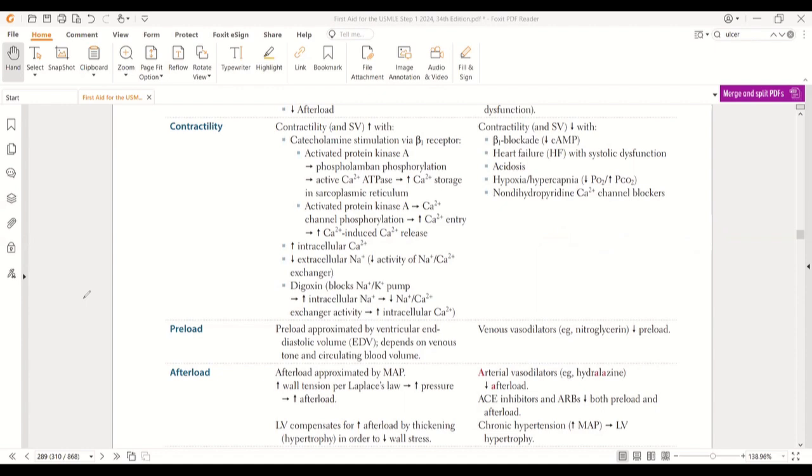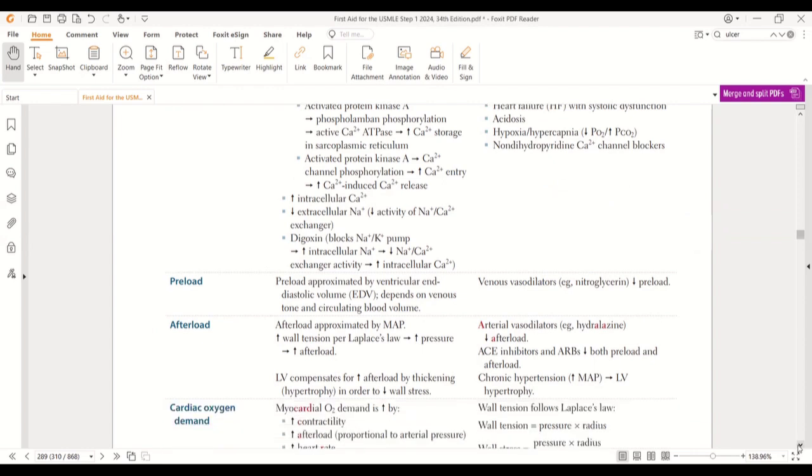Okay. So what is a preload? The preload is approximated by the ventricular end-diastolic volume, and it depends upon the venous tone and circulating blood volume. In the coming slides there are many graphs and curves that are super high yield. They're highly tested in NBME and UWorld, so try to understand this preload concept.